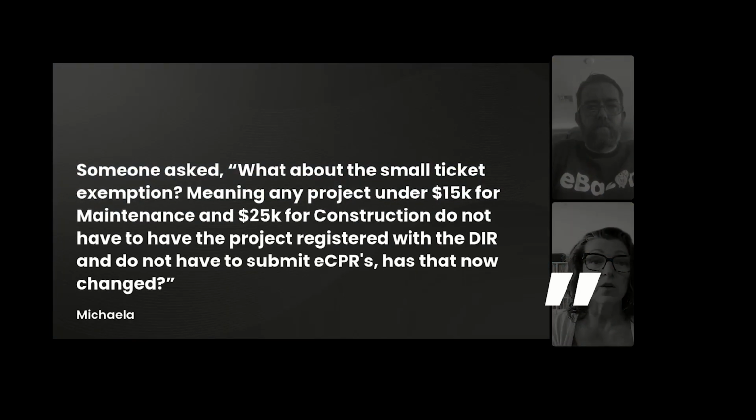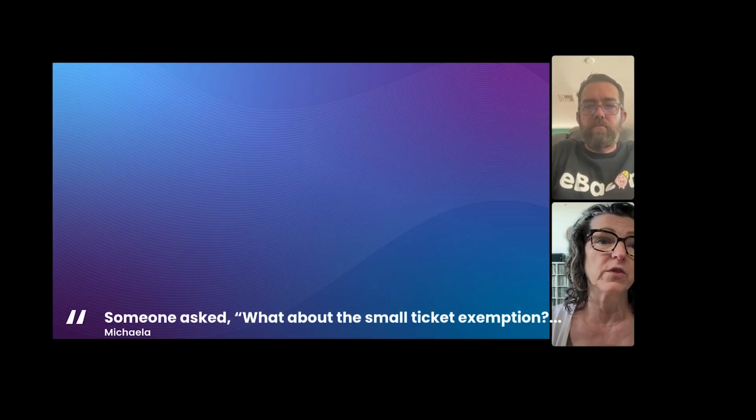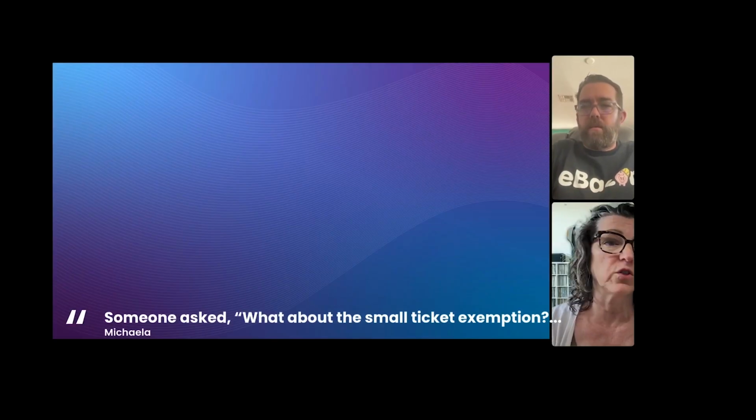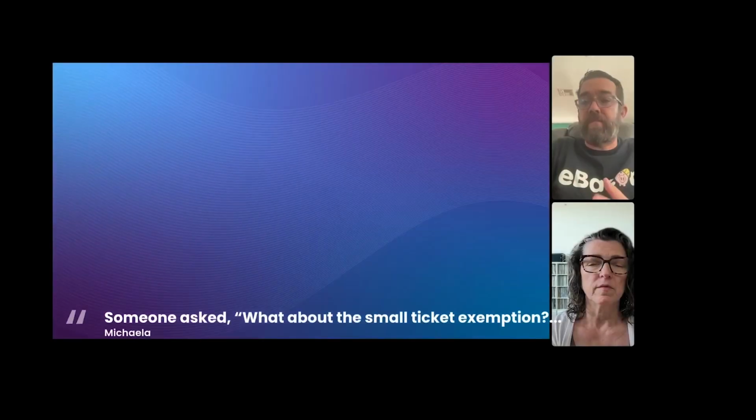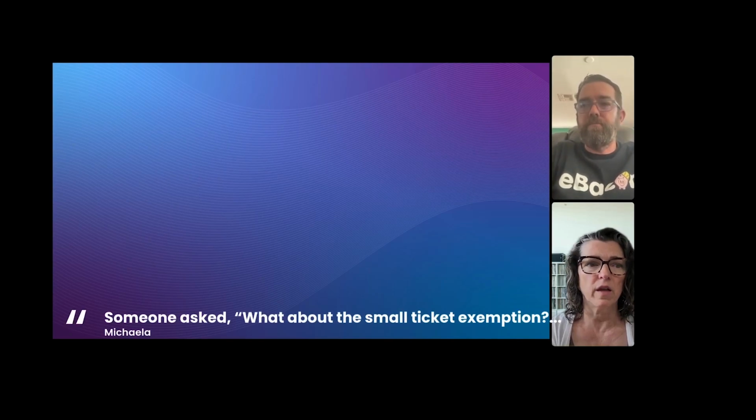Someone asked, what about the small ticket exemption, meaning any project under $15,000 for maintenance and $25,000 for construction that do not have, oops, I wasn't able to finish reading the question, Michaela. That's okay. Actually, that one was one we did address earlier on. So the actual question was, has that now changed? No, the small ticket exemption is still in force. If there is a project that you're working on for maintenance under $15,000 or $25,000 for construction, that is not required to be registered or reported with the DIR. Okay, great. Next question, Michaela.